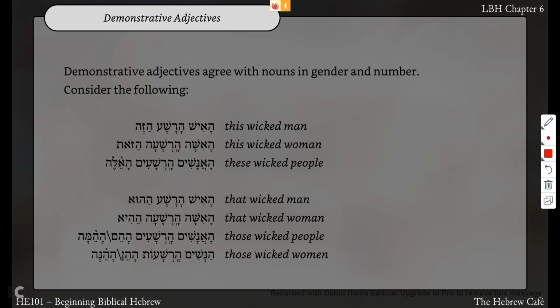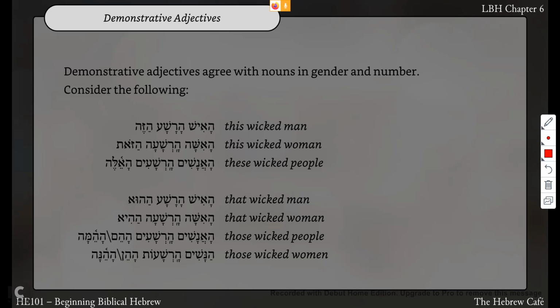The structure is understood, right? That it's the man, the wicked, the this. Could those be in any order, or do they have to come in that order? They're going to come in this order. The demonstrative will come at the end. Okay.